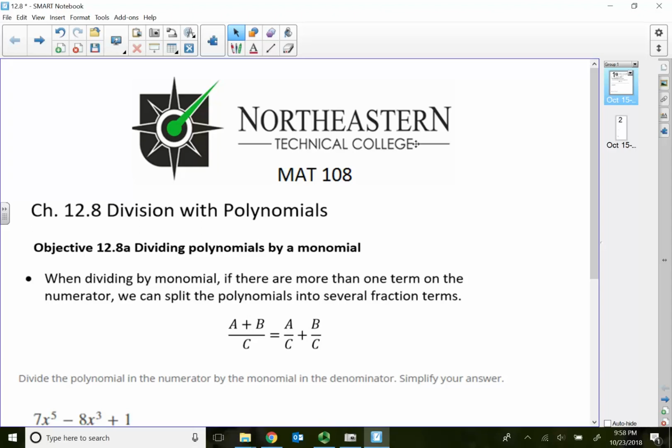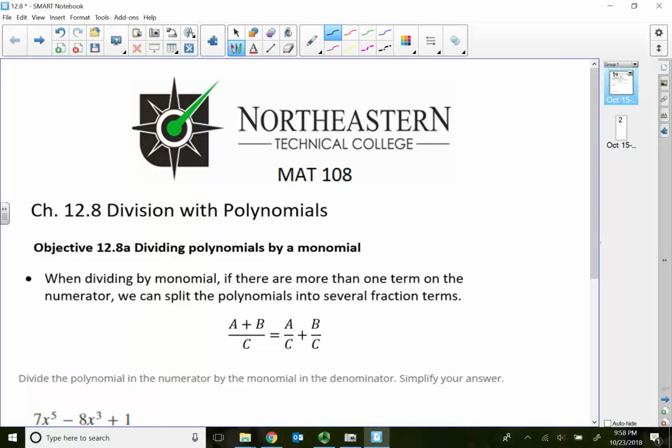Module 12.8, Division with Polynomials. So far in Module 12, we have looked at our exponent rules: the product rule, quotient rule, negative exponent rule, power rule. Then we talked about adding and subtracting with polynomials. We did a little bit of multiplication with polynomials. Then we talked about the FOIL method, difference of squares, and perfect square binomial. Those three are considered special products.